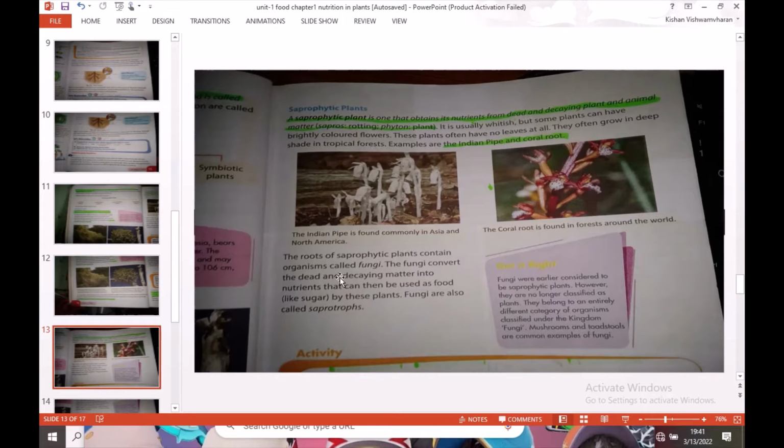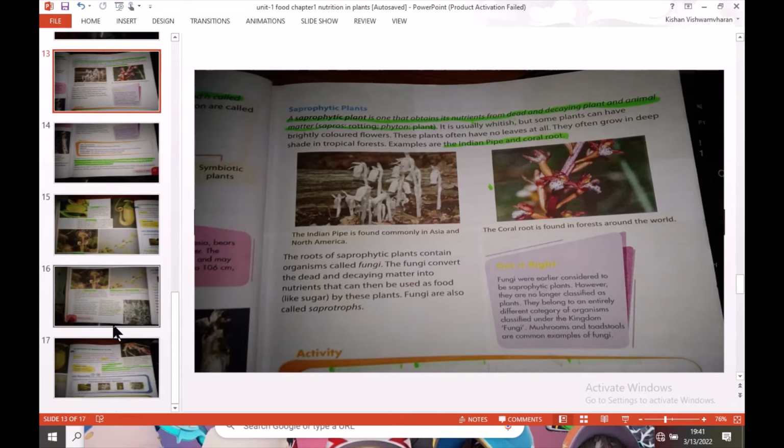The roots of saprophytic plants contain some organisms called fungi. The fungi convert dead and decaying matter into nutrition and give it to the saprophytic plant, just like sugar. That means the nutrition which is broken down is given to the plant, and the plants use it like sugar. Fungi were also called saprophytes, but no longer now because they are categorized in the fungi kingdom.